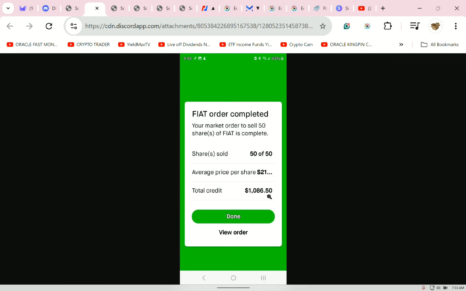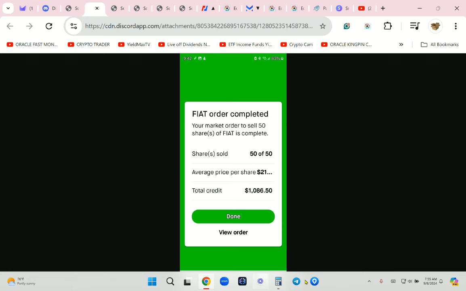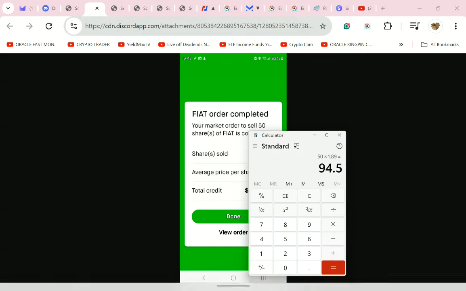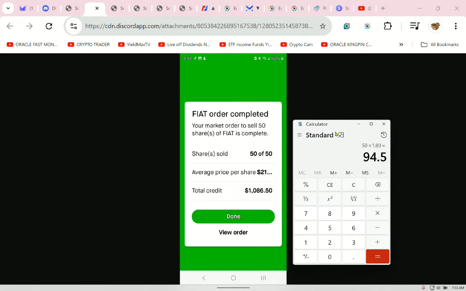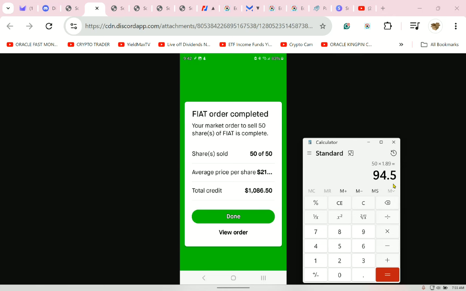Even when there are dividends to be had. You might think, well, I'm going to lose out on the dividends. Well, let's pull up the calculator here. So you would give up $94 in dividends, selling 50 shares at $1.89, to have $1,000 now. The market only goes up and down. This is something you'll probably be able to buy back in. So let's take this money and put it aside.